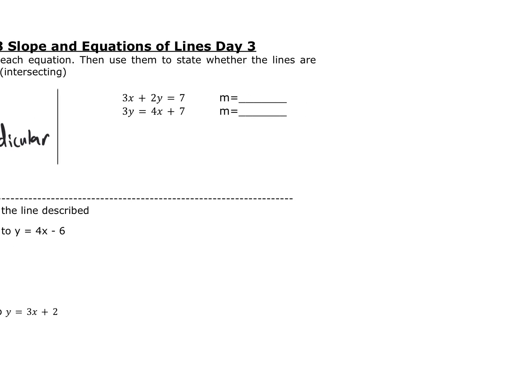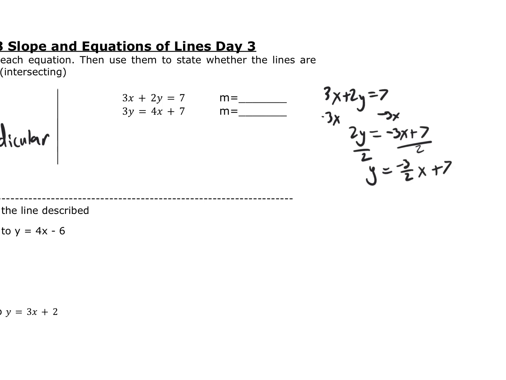Okay, moving on to this next one, 3x plus 2y equals 7. Again, we're going to need to get y by itself, so we're going to do some algebra. Subtract 3x from both sides. Gives me 2y equals negative 3x plus 7, and then divide by 2. So we get y equals negative 3 halves x plus 7 halves. So our slope is negative 3 over 2.